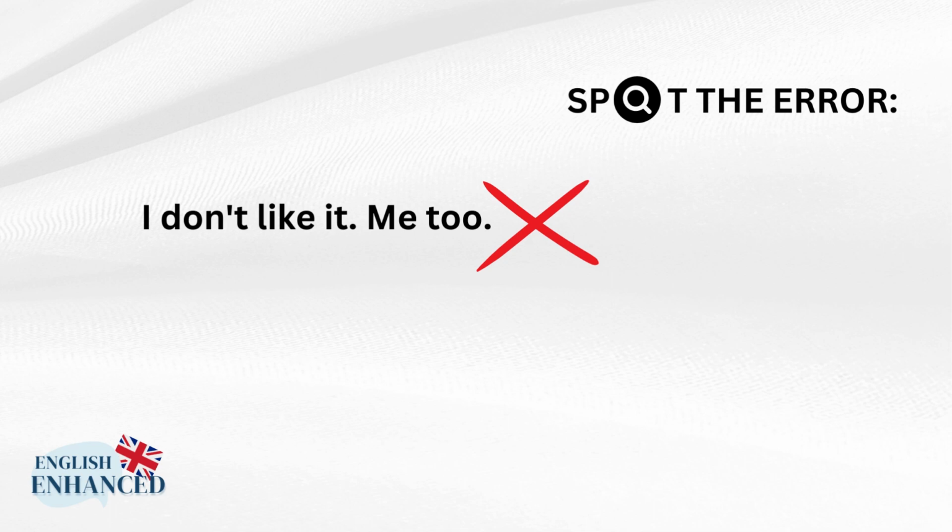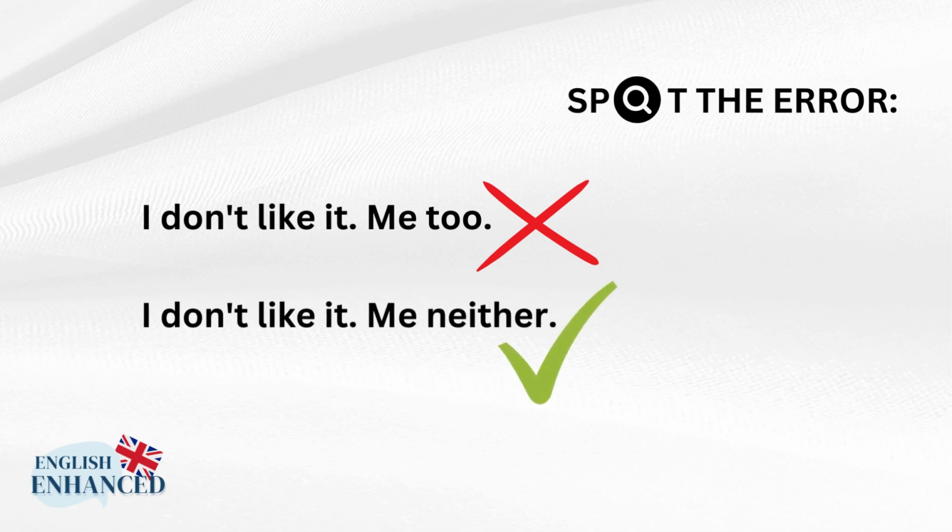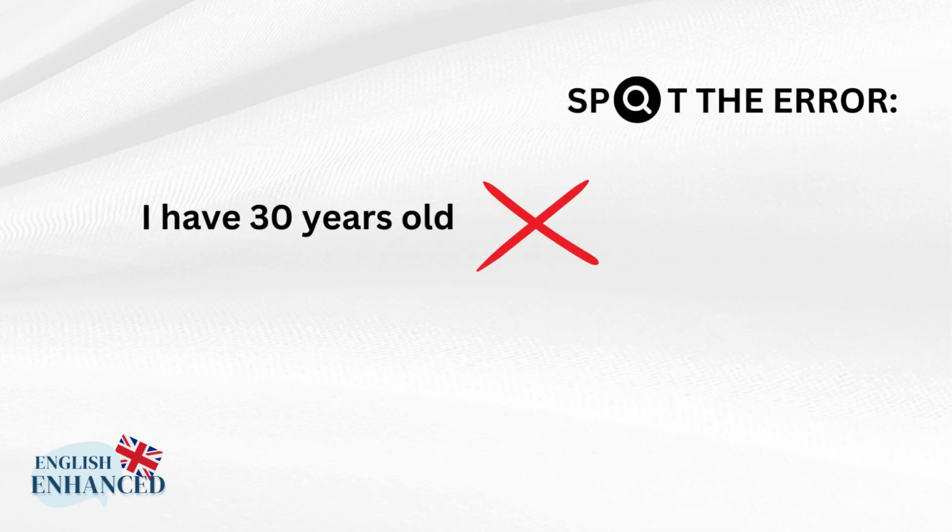Okay, and then in this example, we have the ending me too. And can you spot what me too should be replaced with? Okay, so if you put me neither, that would be correct. So me too is used to agree with a positive statement, but me neither is used to agree with a negative statement.